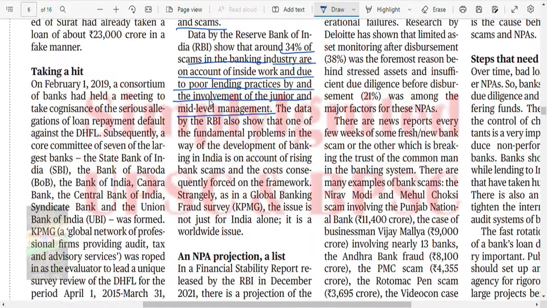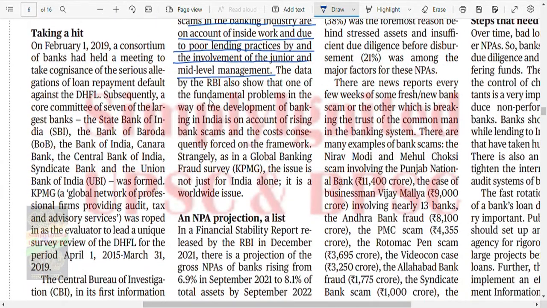The data by RBI shows that one of the fundamental problems in the way of development of banking in India is the rising bank scams and the cost consequently forced on the framework. Strangely, in a global banking fraud survey, the issue is not just for India alone; it is a worldwide issue.